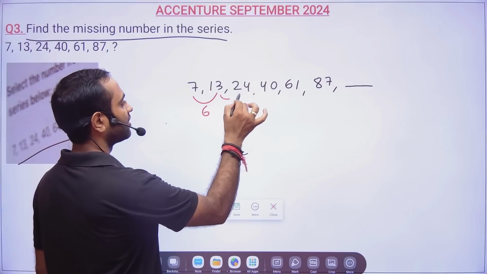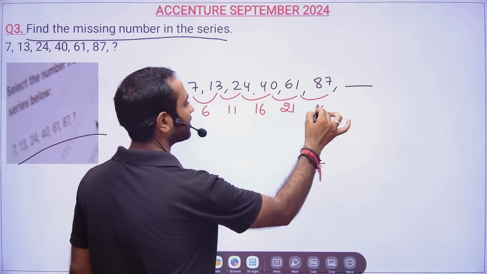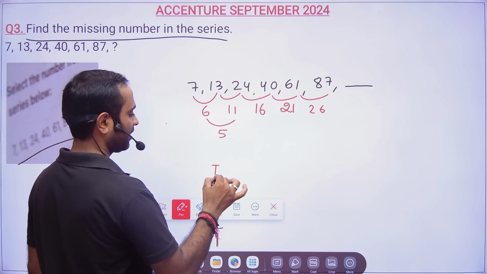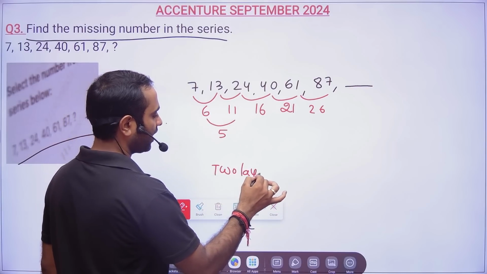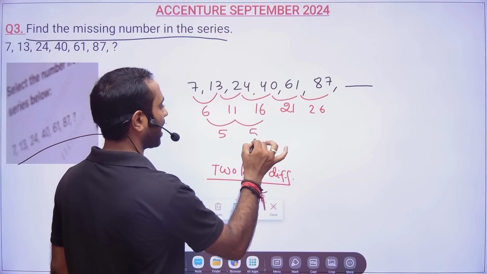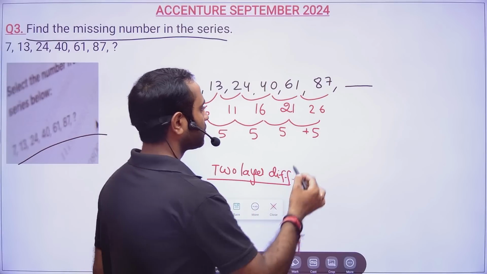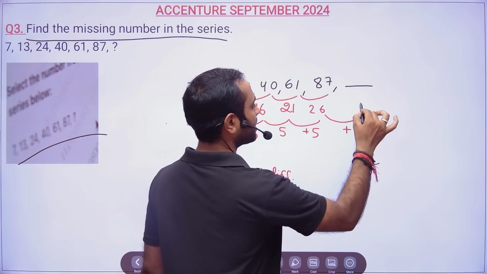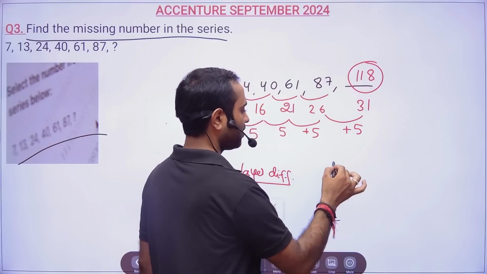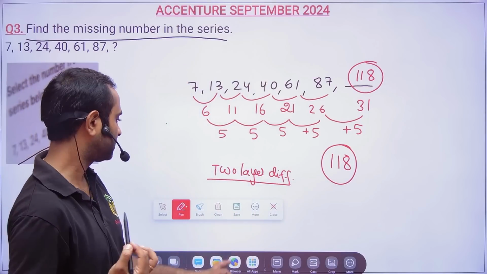So it is 6, it is 11, it is 16, it is 21, and here it is nothing but 26, right? Okay. So this is a 2-layer difference question basically. Now this is 5, this is 5, this is 5, and this is 5, right? Okay. So next will also be nothing but 5. So 26 plus 5 will be 31, 87 plus 31, 7 plus 1 is 8, and 8 plus 3 will be 11. So 118 becomes your correct answer for this particular problem, question number 3, right?